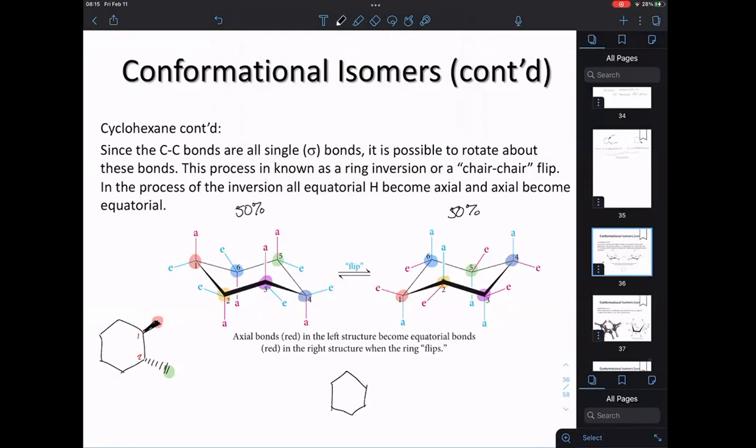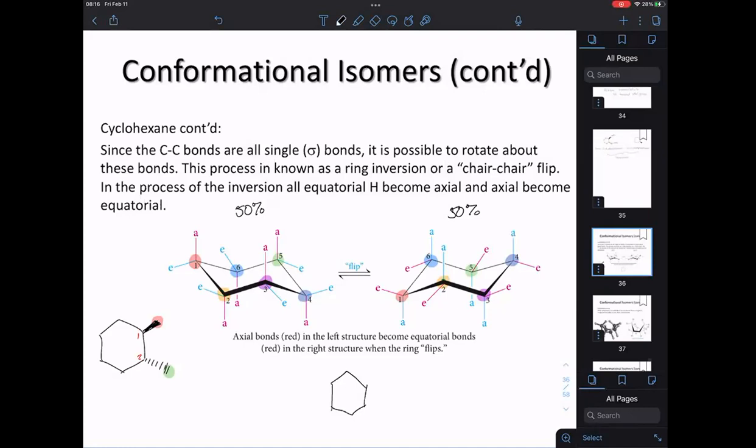I'll talk a little bit about the boat structure. It's really not anywhere near as consequential as these two here. So I want to spend some time getting familiar with these structures, but I will talk a little bit about the boat. Okay. So again, a cyclohexane without any substituents will spend an equal amount of time in both of these conformations. It's constantly flipping back and forth and back and forth and back and forth.